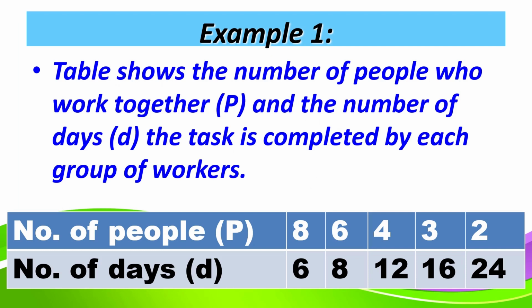Example 1. The table shows the number of people who work together, P, and the number of days, D, the task is completed by each group of workers. As we can observe here, as the number of days increases, the number of people decreases, or vice versa, as the number of people decreases, the number of days increases.